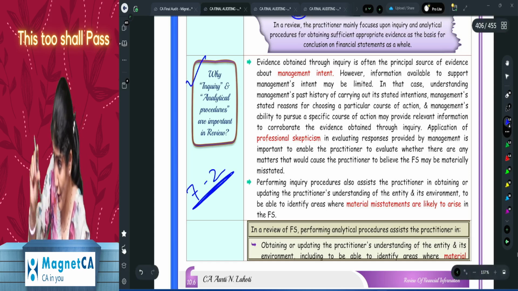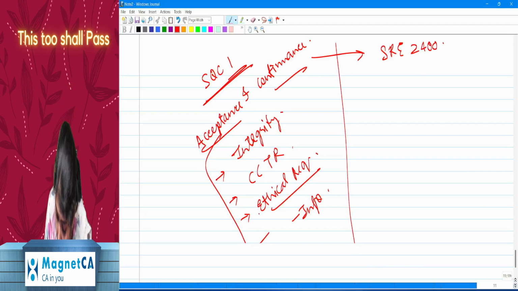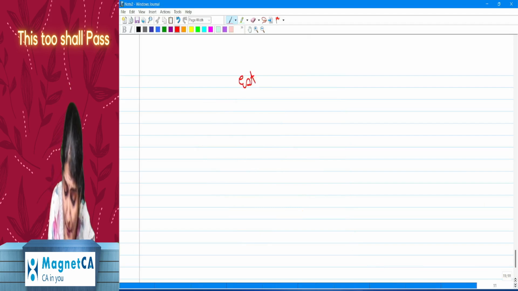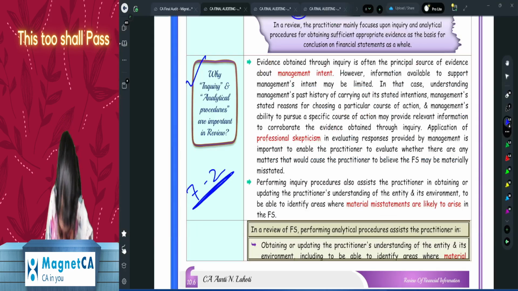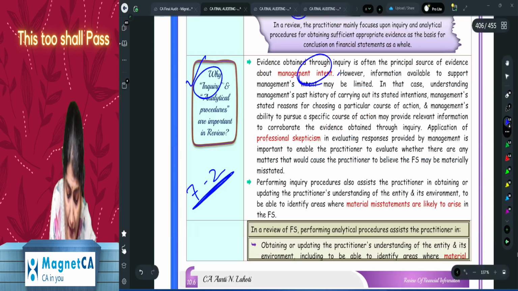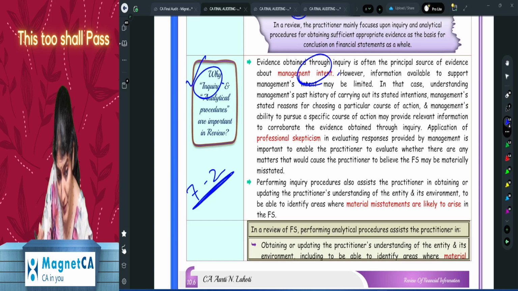And okay, why for review did they select inquiry and analytical procedure? Because if I have to come to know why management is taking the estimated useful life of the asset as 7 years and not taking it as 4 years, obviously that depends upon the management's intent, and the best way to come to know about the intent of anybody is by doing the inquiry. Right, the best way to come to know about the intent.